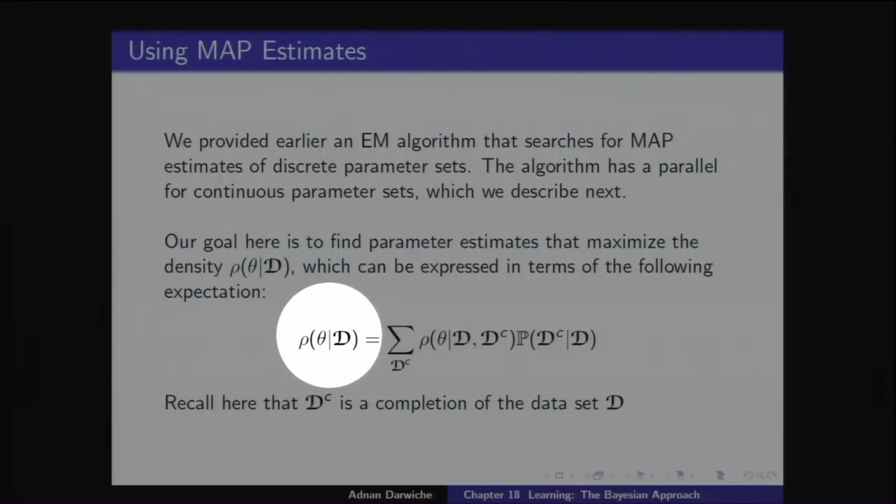The point here, though, is this data set is now not complete. So some variables do not have values. And the notation here is D with this superscript of C. The idea is that this is a completion of that. What does that mean? This is a partial variable instantiation, correct?